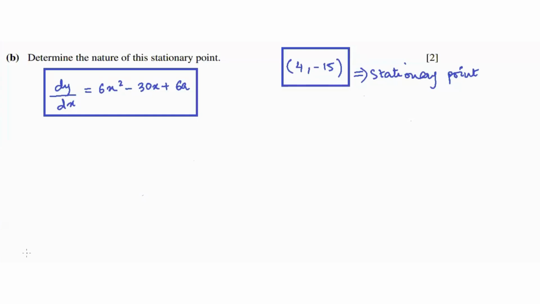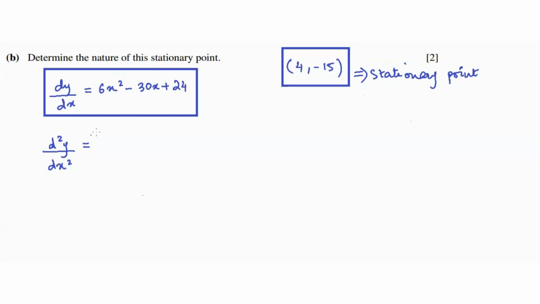Whenever they ask us to find the nature of a stationary point, what we do is we differentiate the first derivative again. That means we find the double derivative. So d squared y over dx squared would be the derivative of 6x squared minus 30x plus 6a. I'm going to replace 6a with 24 because we already found the value of a, which is 4, and 6 times 4 is 24.